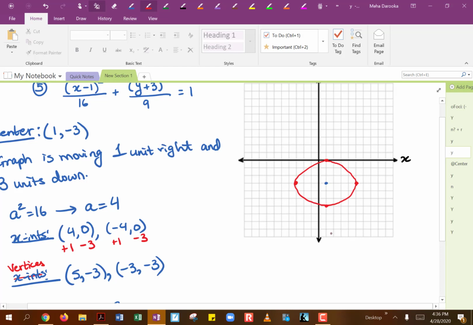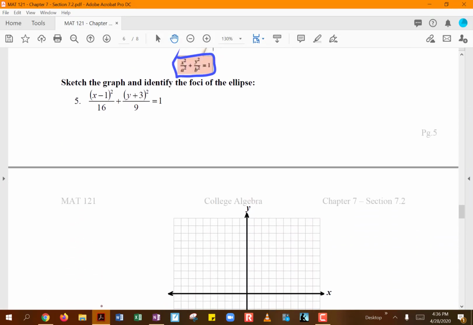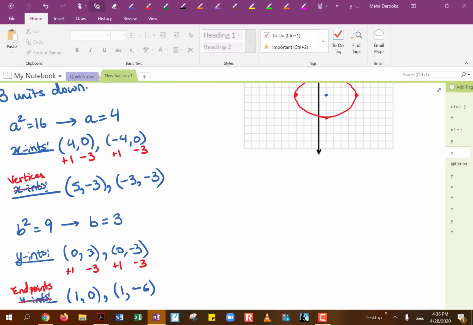There you go. Okay. So we've got our graph of the ellipse with the new center at positive 1, negative 3, but they are also asking us to find what the foci of our ellipse is going to be. So let's go ahead and take a look at that.